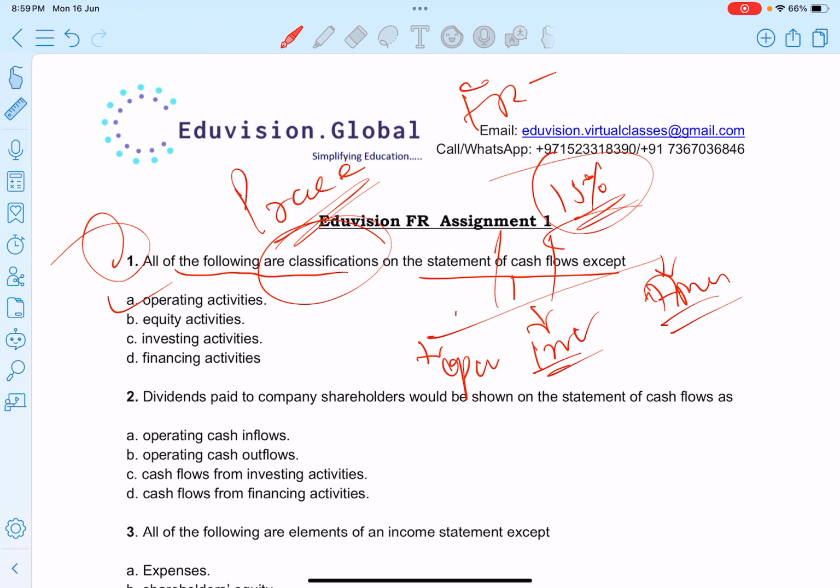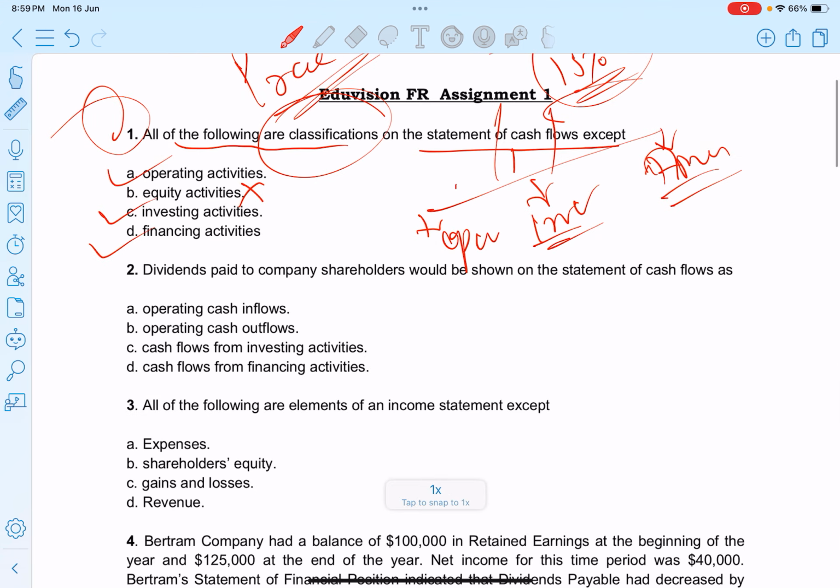So operating, yes, this is part of the cash flow activities. Investing, yes. Financing, yes, this is there. But equity activities, there are no equity activities happening in the cash flow statement.